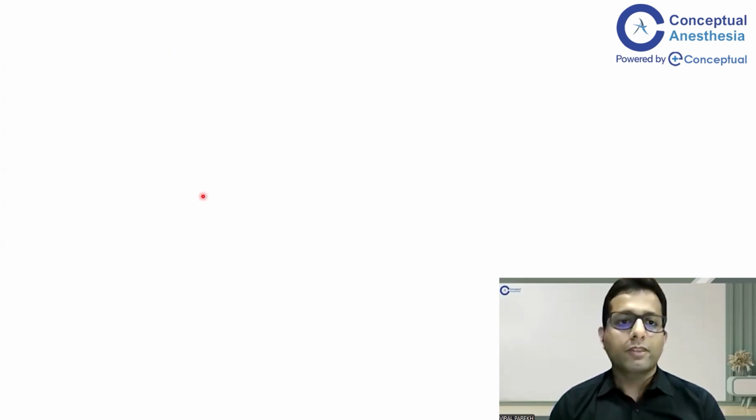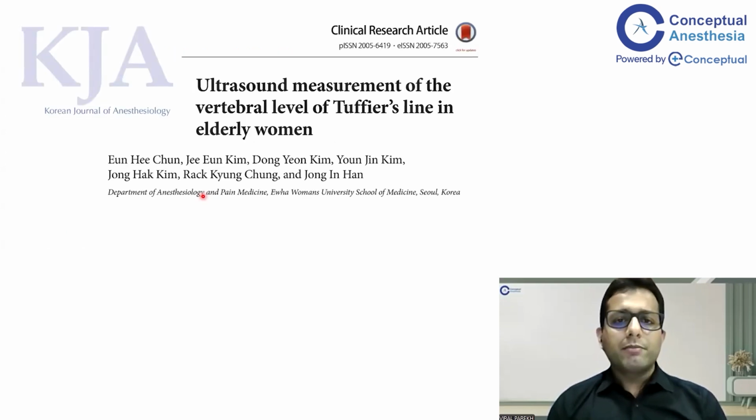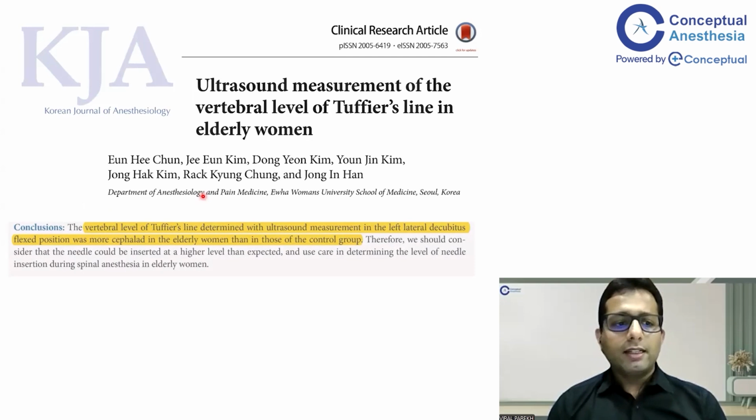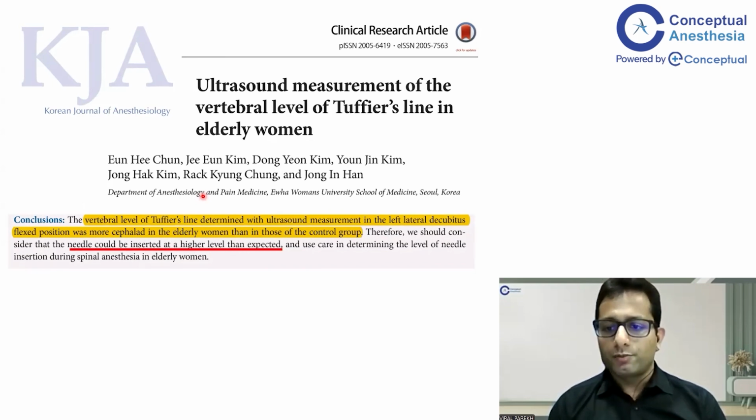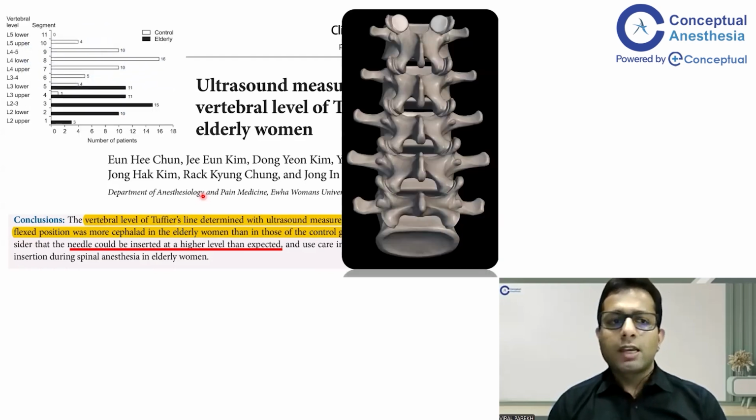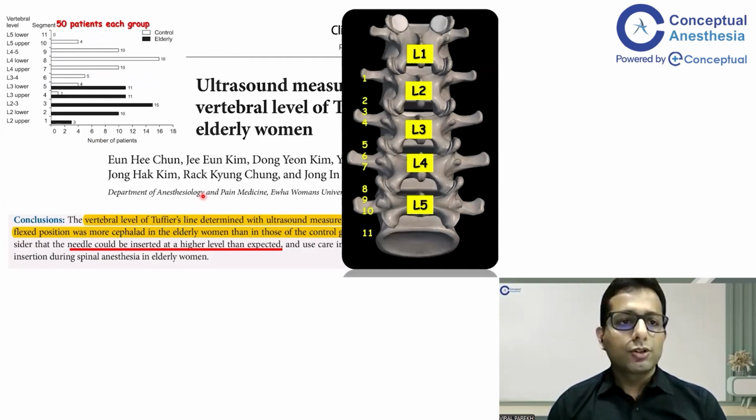Now, a similar study has been performed in elderly women, and this was published in the Korean Journal of Anesthesiology. They concluded that the vertebral level of Tuffier's line determined with ultrasound measurement in a left lateral decubitus flexed position was more cephalad in elderly patients compared to those in the control group. And they mentioned that we should consider that the needle could be inserted at a higher level than expected. Similar to the previous study, there were 50 patients in each group.